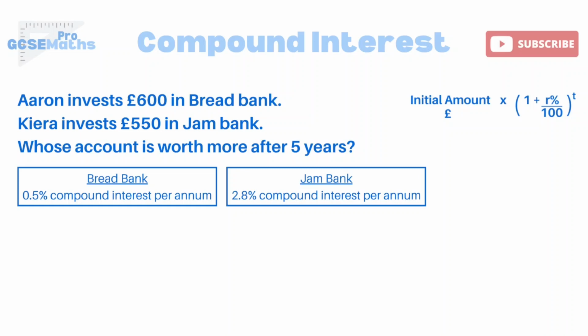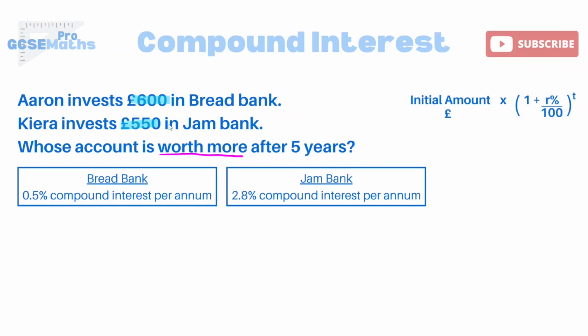If you feel like you've got the hang of it now, give this one a go. It's pretty much the same question that we've just done, and then let's go through it. So we've got Aaron invests £600 in Bread Bank. Kiera invests £550 in Jam Bank, whose account is worth more after 5 years. So this one is saying worth more, not interest, but who has the most money in their account after 5 years. So we've got 2 different scenarios again.